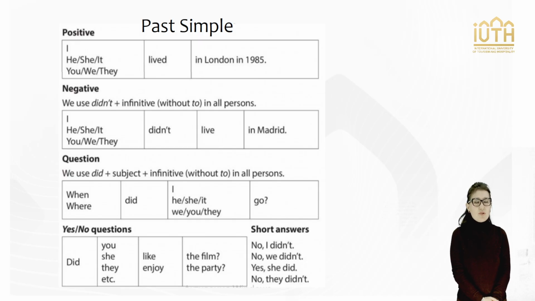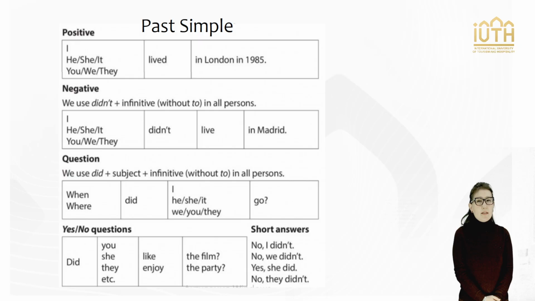Negative form. The negative form of the past simple tense is used to state that something did not happen in the past. Structure: subject plus did not, didn't, plus the base form of the verb plus object if applicable. Examples: he didn't play football when he was young. They didn't finish their work on time.